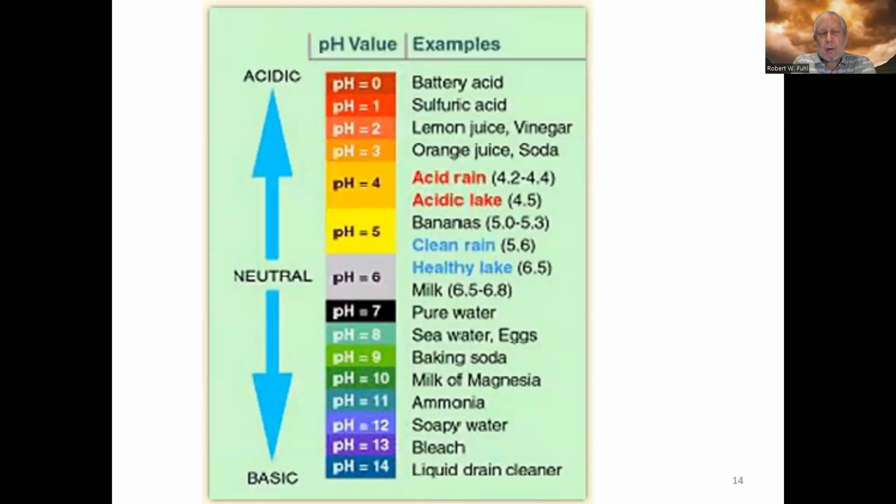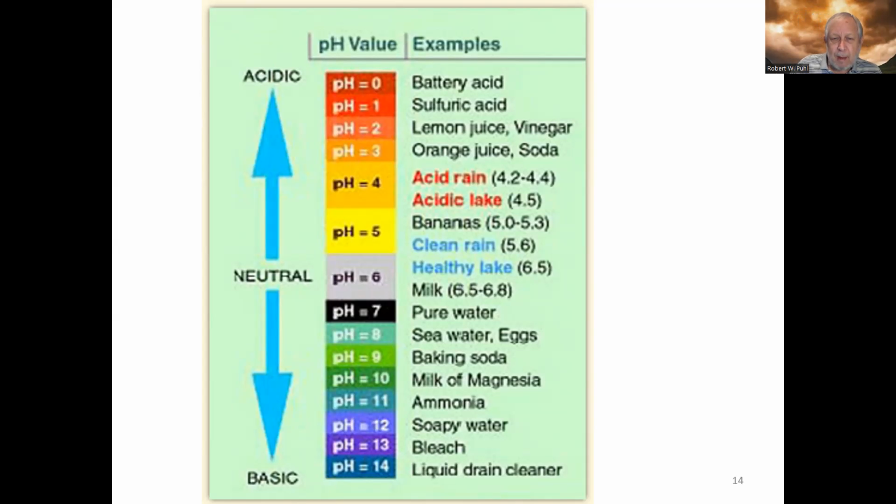This is a pH chart. We'll talk about what pH means in a minute. The lower it goes, the more acidic it is. This is kind of backwards, but battery acid, sulfuric acid, is a 1. Lemon juice or vinegar is all the way down to a 2, so it's pretty acidic. Then orange soda and orange juice, 3. Acid rain, 4.2, 4.4. Acid lake, 4.5.